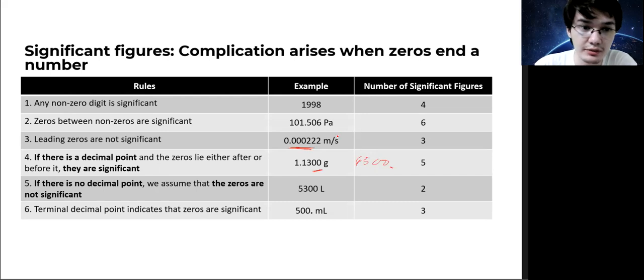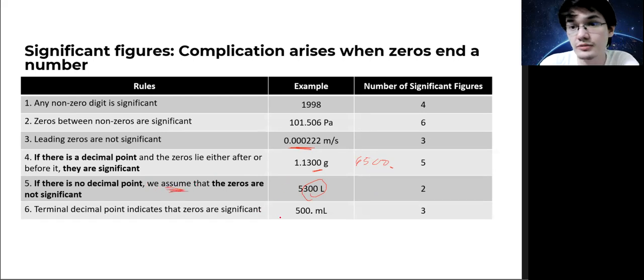And for rule number 5, if there is no decimal point, we assume that the zeros are not significant. So for this number, the zeros here are not significant. Therefore, the significant figures for 5,300 liters is 2. Unless we clarify it, since we said here, we assume.